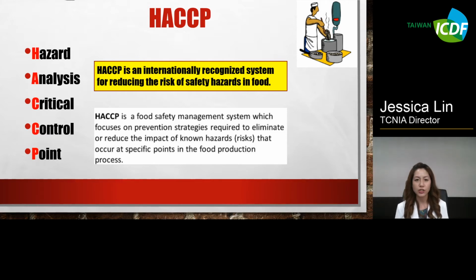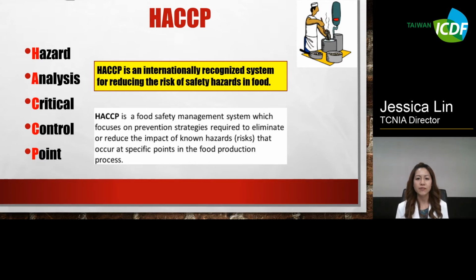So the first H in HACCP stands for hazard. Very straightforward. And the A in HACCP stands for analysis. So we need to analyze the situation during a food processing procedure. The first C in HACCP stands for critical. The second C in HACCP stands for control. And lastly, P stands for point.